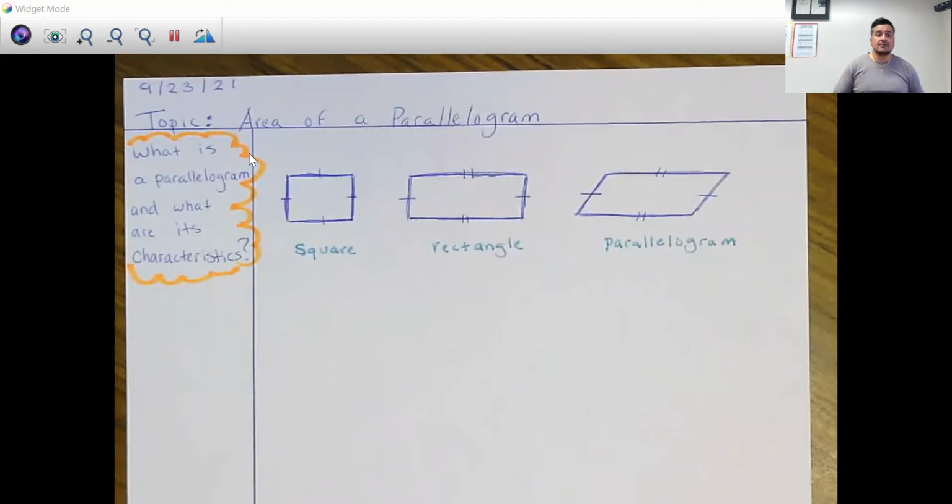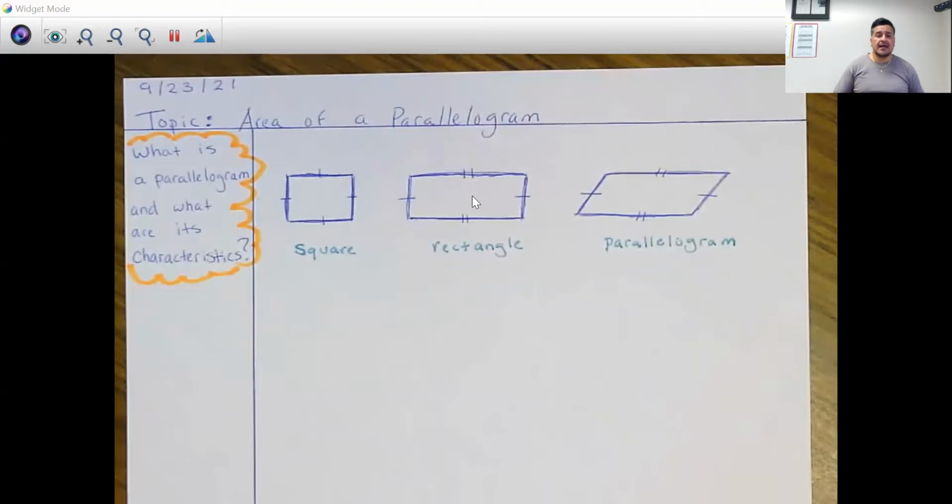Okay. So the question before we get started on finding the area, right, is what the heck is a parallelogram? So this might be a good time to pause the video real quick. Make sure you write down everything you need. And then copy down these three examples of the three different parallelograms that you've commonly seen before. And then come on back to the video, okay? All right, so welcome back.